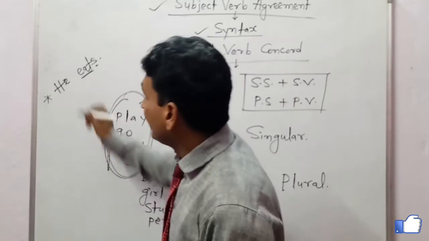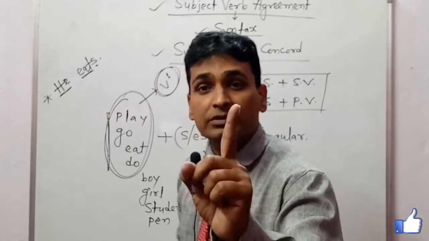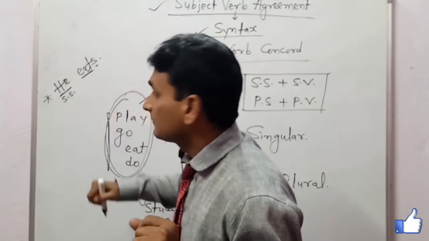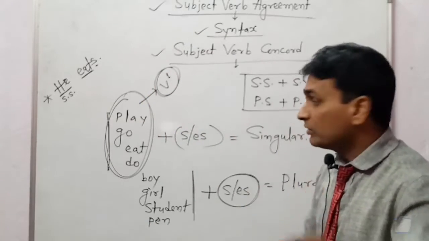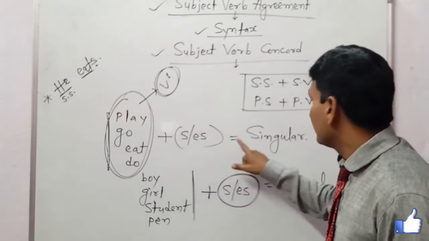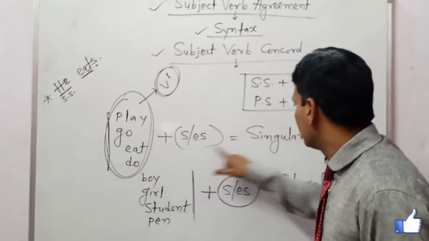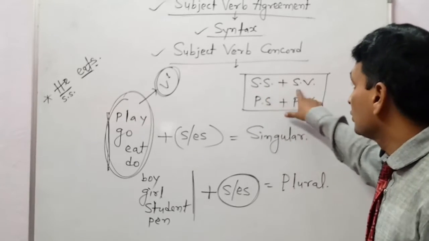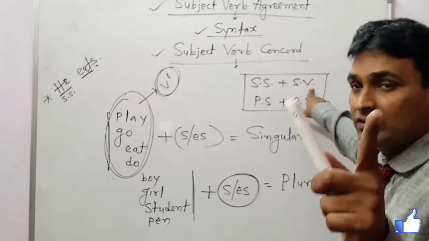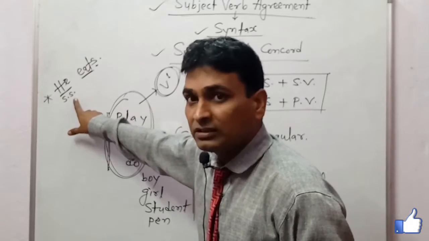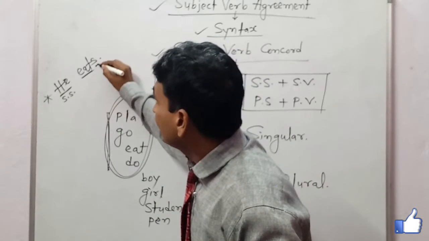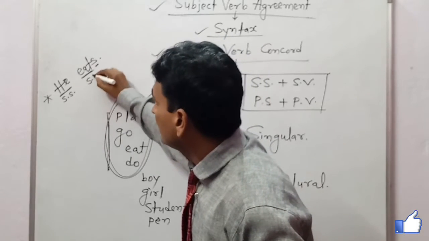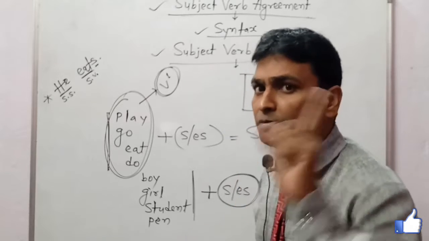Now you see here, he is what? He is third person in singular number. So SS, the subject is SS. Now just now I told you what? When we add s and es with verb, eat, it becomes what? Singular. So the rule tells you singular subject, singular verb, right? So here I have done singular subject. So with verb I have added s, it has also become singular. So singular subject means what? Singular verb, right?